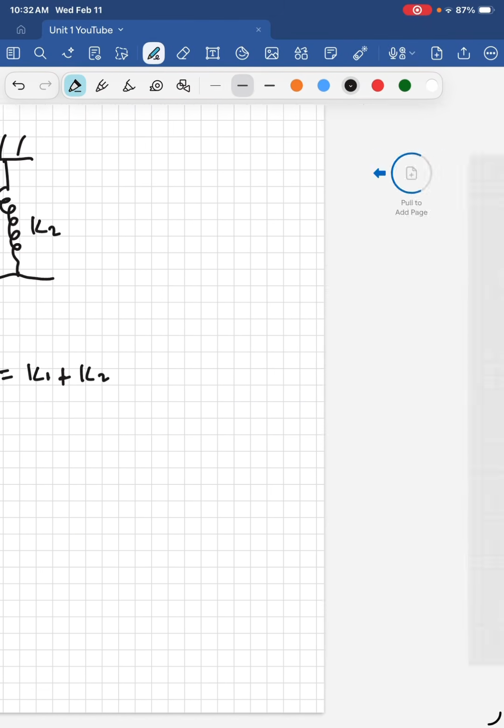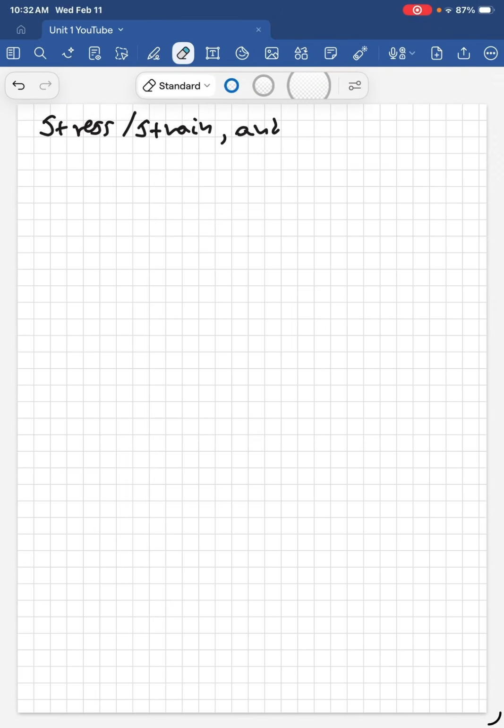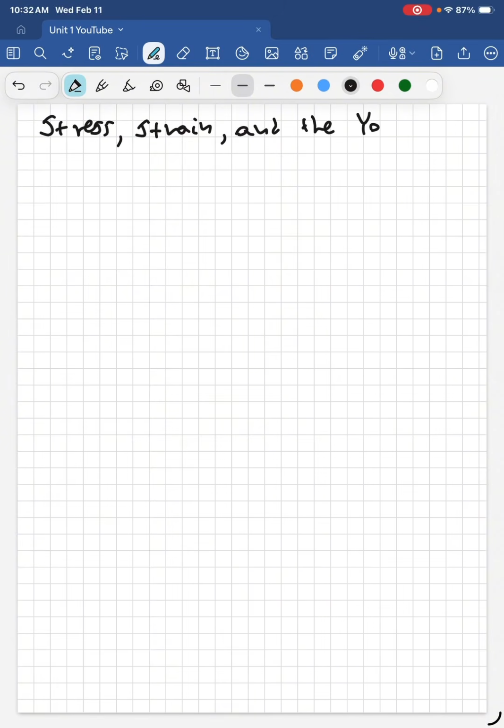So let's move on to talk about stress, strain, and the Young's modulus. Actually, why did I put a slash there? A comma is better. So stress, strain, and the Young's modulus. And by the way, it's the same Young as Young's double slit experiment. So same person.